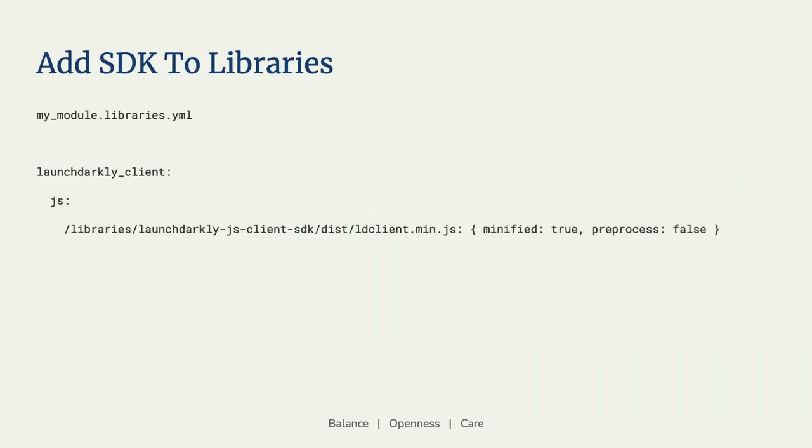Once the SDK is installed, then you can add it to your libraries config. You can see here that I put it in the libraries file under the dock group. This library will end up being a dependency in many other libraries that you make later that actually include your JavaScript code.